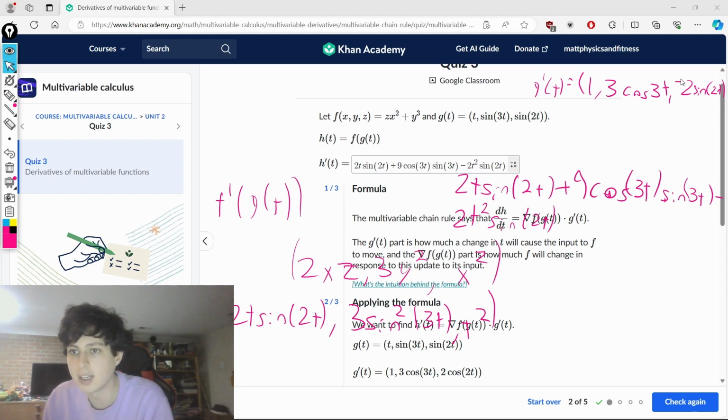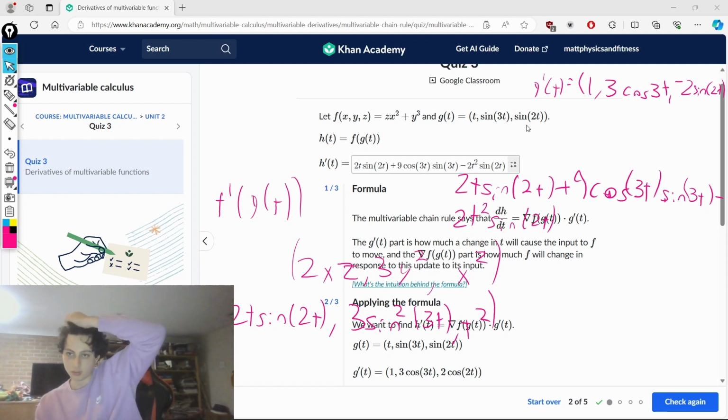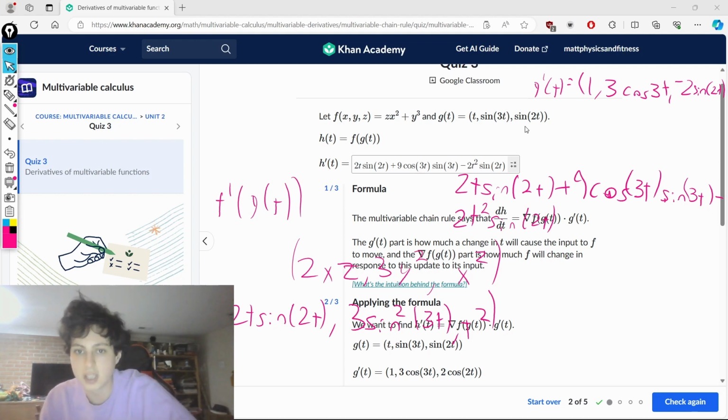No! I even made it a negative because it's negative. The derivative of sine is cosine. Why did I make it negative? Did I think this was a cosine? Did I read this as cosine 2t when I took the derivative?